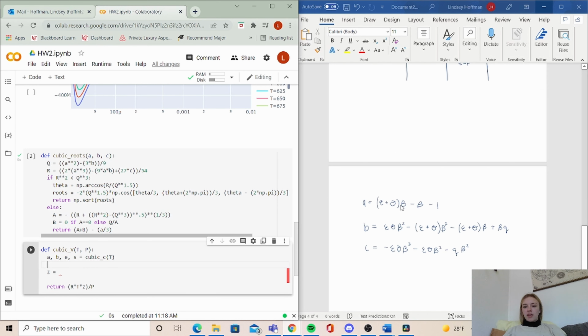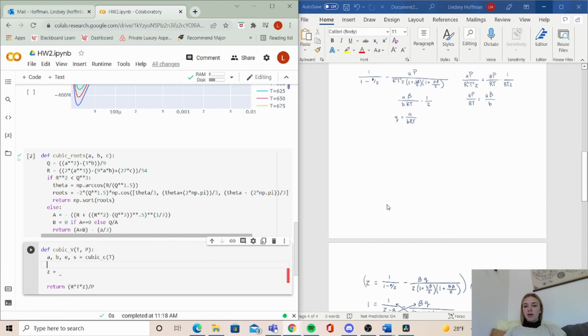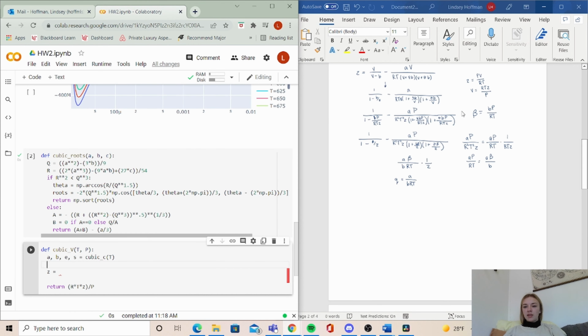So we're going to need to go ahead and define the equations for those, so that we can use those variables when we're making our expressions for A, B, and C. So if we come back up here, we have beta equals V times pressure over R times temperature. So we'll go ahead and type that in.